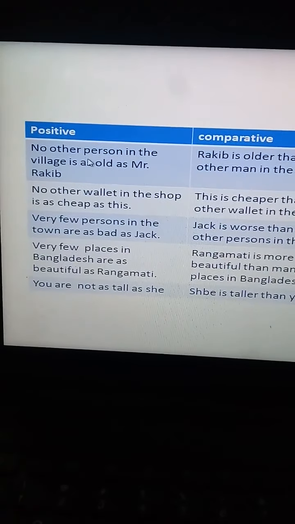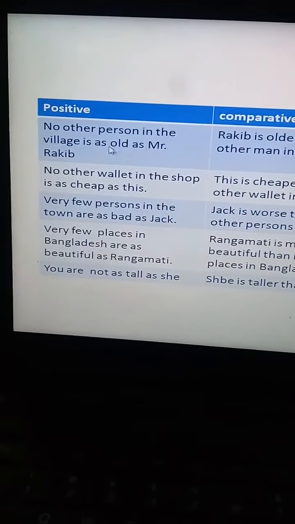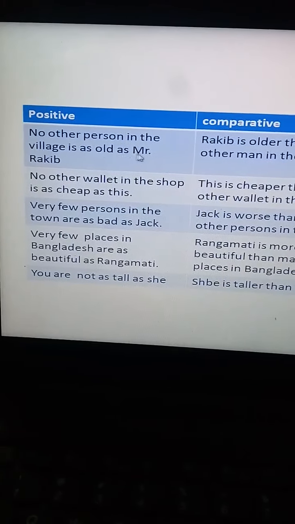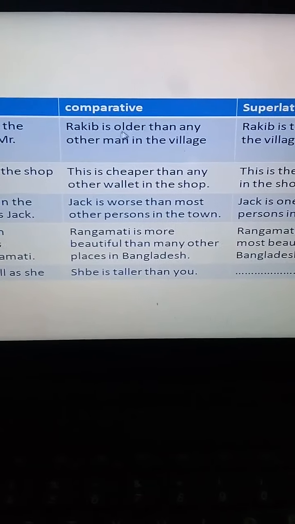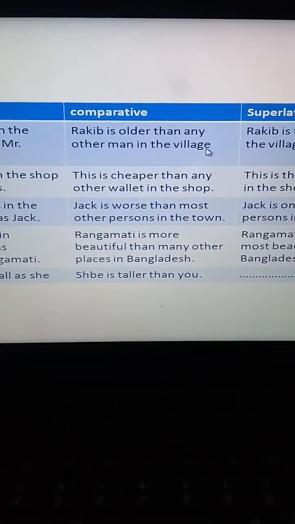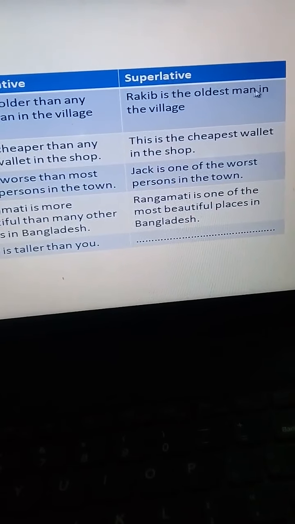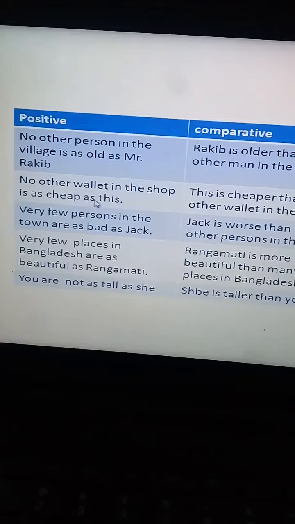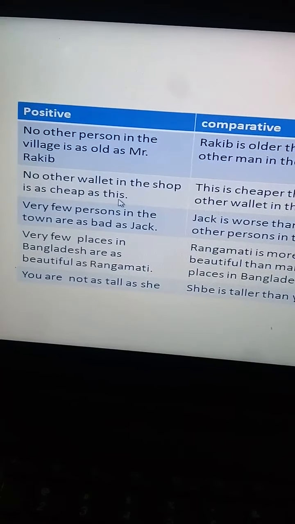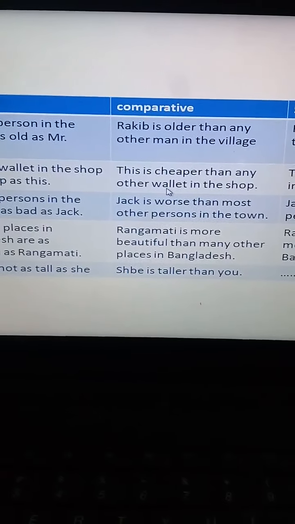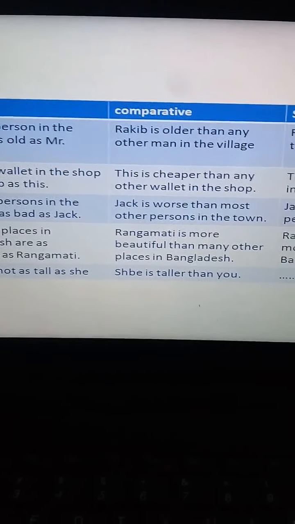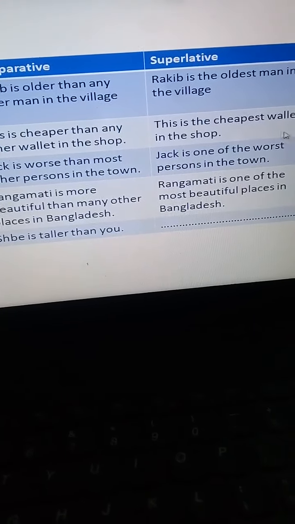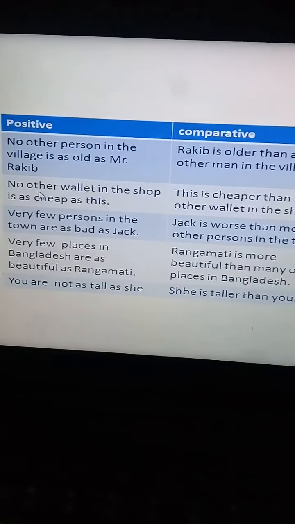Look at the examples. No other person in the village is as old as Mr. Rakib. Comparative: Rakib is older than any other man in the village. Superlative: Rakib is the oldest man in the village. Next sentence, no other wallet in the shop is as cheap as this. This is cheaper than any other wallet in the shop. And in superlative form, this is the cheapest wallet in the shop.